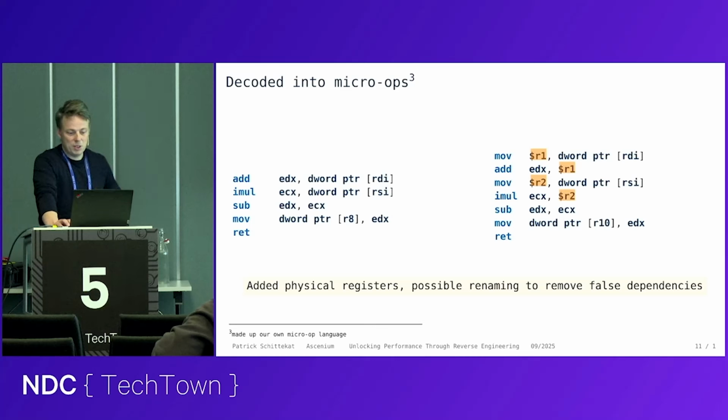So here this is a bit of a made-up notation. We don't actually know how they encode it. So I just used R1 and R2 instead of ECX and EDX, but they are physical registers, and you have many more physical registers in your CPU than what you can express through the architecture.